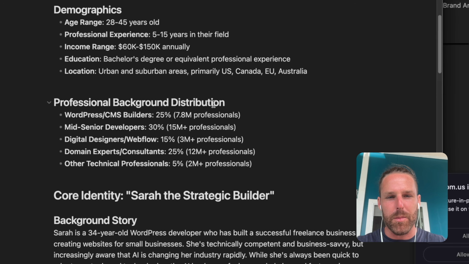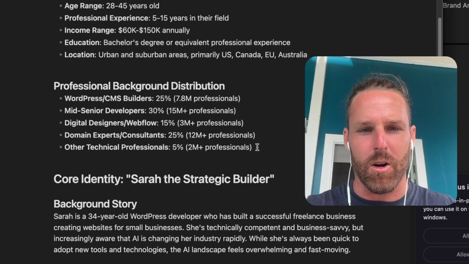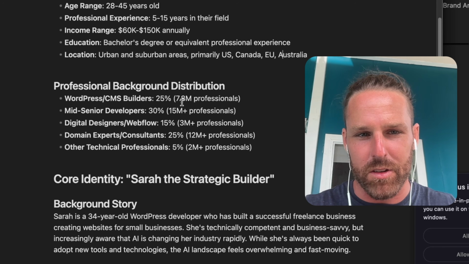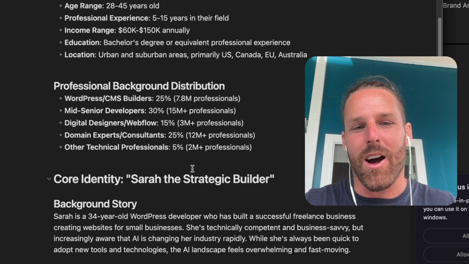The distribution of people's backgrounds: WordPress, CMS builders, mid-senior developers, digital designers, domain experts or consultants, and other technical professionals. And I'm pretty sure everyone in this chat room right now, we all fall into one of these 5 categories, no? No matter what brought us here, we all come from one of these.